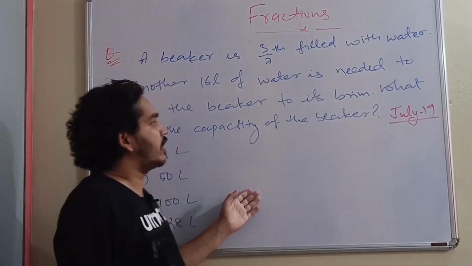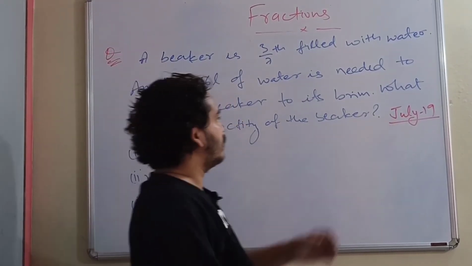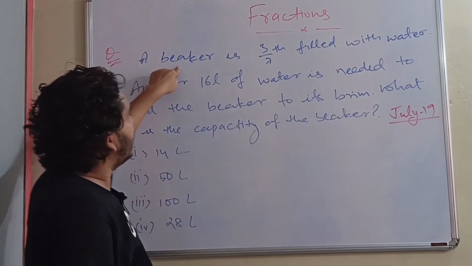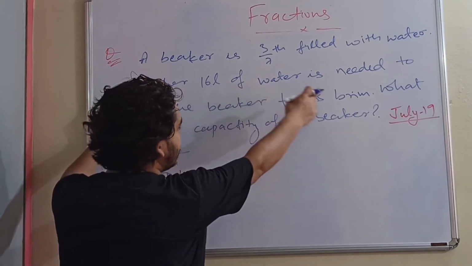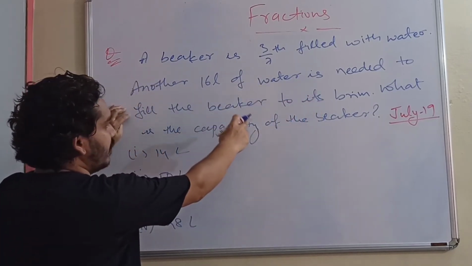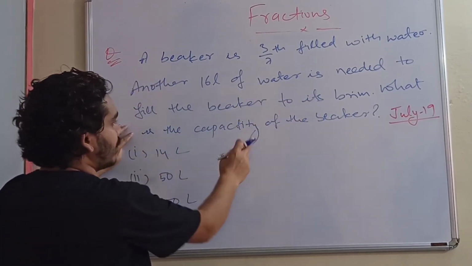Okay, so this is another question which has come in July 19. So let's see this question. A beaker is 3 by 7 filled with water. Another 16 liter of water is needed to fill the beaker to its brim. What is the capacity of the beaker?